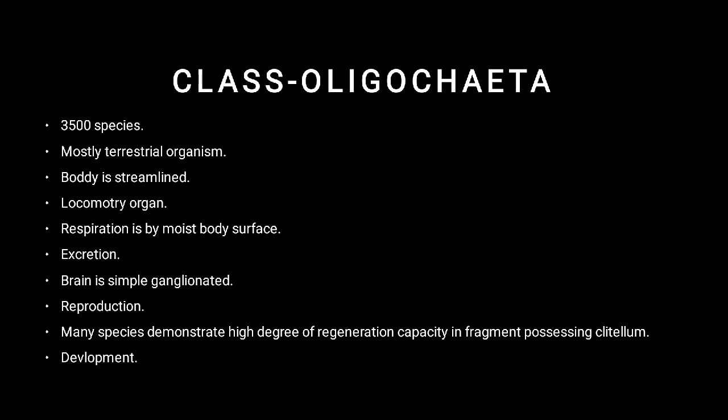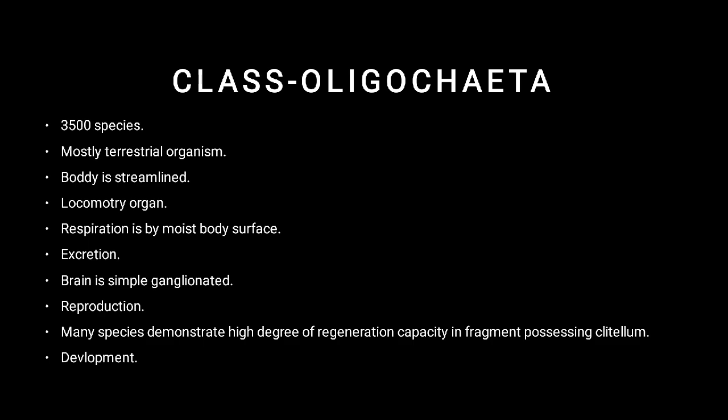Respiration takes place through the moist body surface as no respiratory organ is present, except in a few species that possess gills. Excretion takes place through metamerically located metanephridia. The brain is of a simple ganglionated type with a ventral nerve cord. Many species demonstrate a high degree of regeneration capacity in the fragment possessing the clitellum.